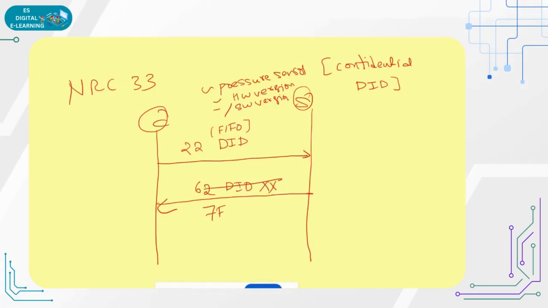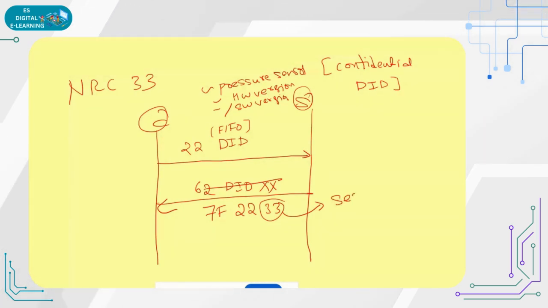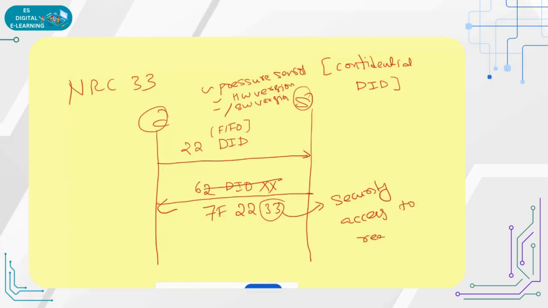You will get 7F 22 33, saying that you need security access. Why are you entering directly to read? You need security access to read the confidential data. It will be a kind of warning. Like that, you will get it.